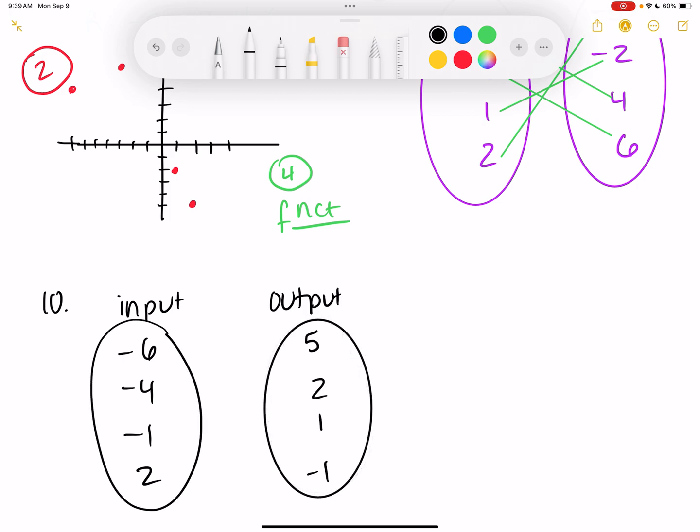Alright, so this is what the problem statement gives you. Well, they also connect them. I'm going to connect them in a different color so it's easier to see.